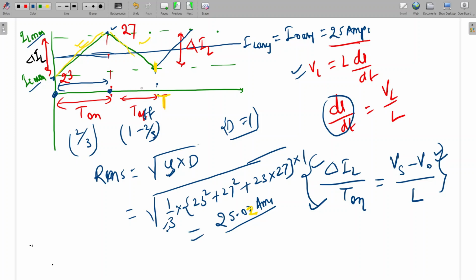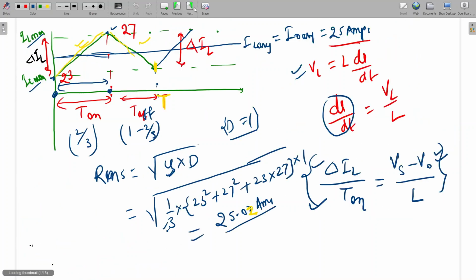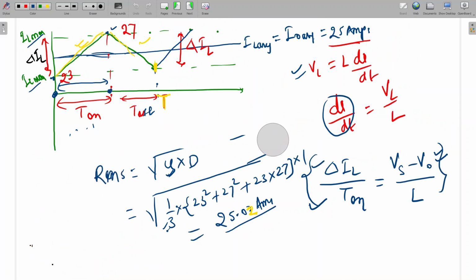Okay. Further, another question is: what will be the value of capacitor RMS current? At this node we can see that IC is equal to IL minus I naught. So here we can draw the waveform of the IC.